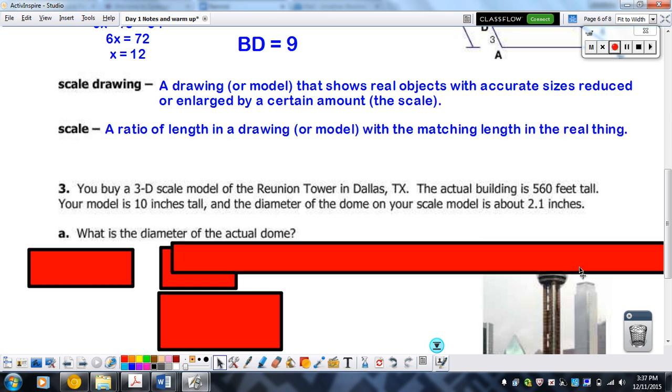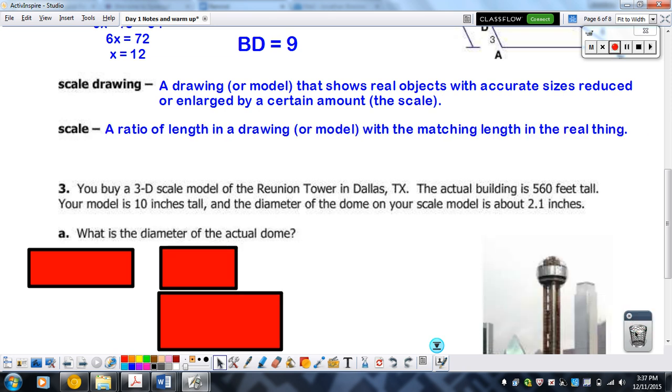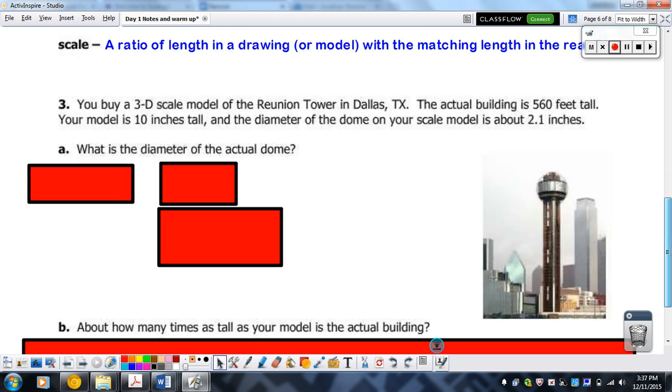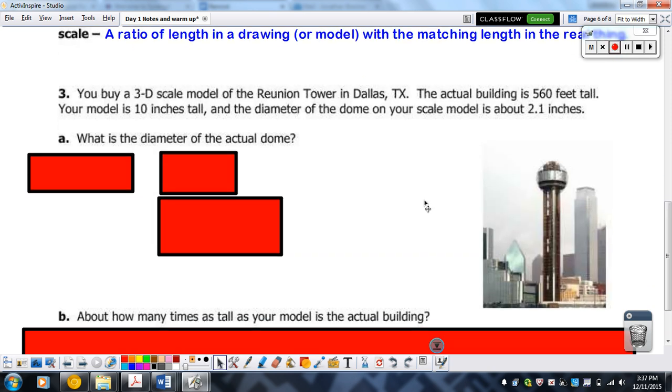The scale is a ratio of the length in a drawing or model with the matching length in the real thing. So the example we have here, number 3, is a 3D scale model of the Reunion Tower in Dallas, Texas. The actual building is 560 feet tall. Your model is 10 inches tall. The diameter of the dome on your scale model is about 2.1 inches. What is the diameter of the actual dome?